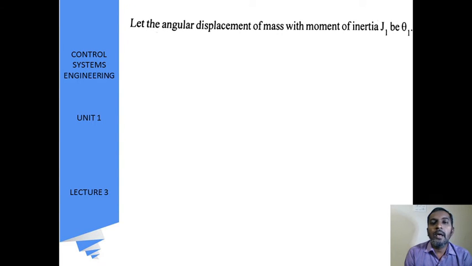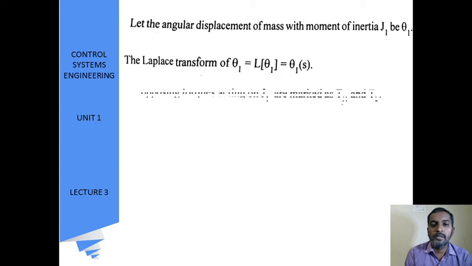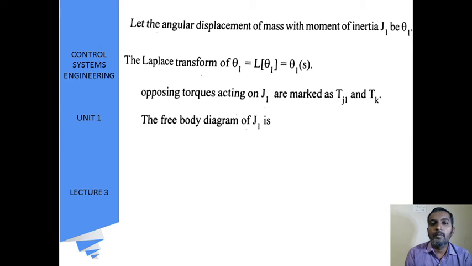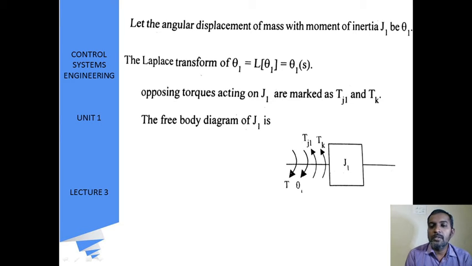So let the angular displacement of the mass with moment of inertia J1 be theta 1, and the Laplace transform of theta 1, L of theta 1, equals theta 1 of S. And the opposing torques acting on J1 can be marked as Tj1 and Tk. Therefore the free body diagram for J1 can be drawn with applied torque T, angular displacement theta 1, and the opposing torques Tj1 and Tk.